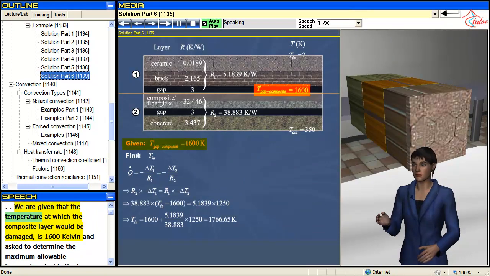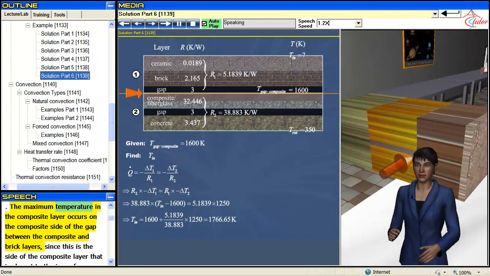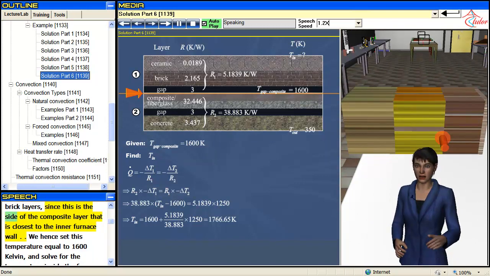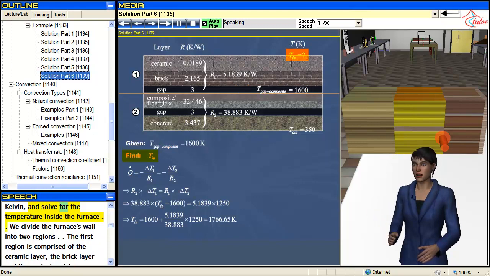We are given that the temperature at which the composite layer would be damaged is 1600 Kelvin, and asked to determine the maximum allowable temperature inside the furnace. The maximum temperature in the composite layer occurs on the composite side of the gap between the composite and brick layers, since this is the side of the composite layer that is closest to the inner furnace wall. We hence set this temperature equal to 1600 Kelvin, and solve for the temperature inside the furnace.